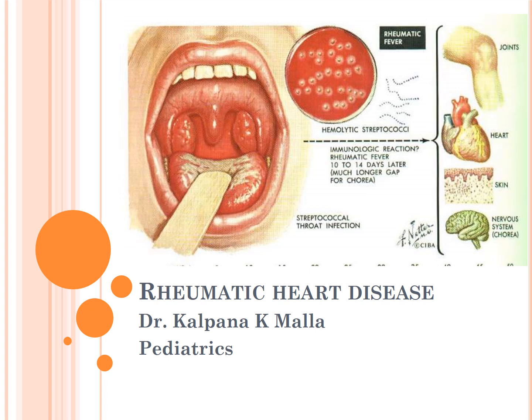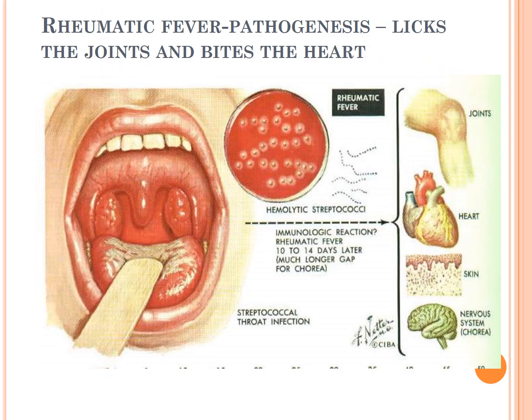Hello, today's discussion will be on mitral stenosis, one of the rheumatic heart diseases in children. As we say, in rheumatic fever, it licks the joints and bites the heart. This means joint and heart involvement are the two most common presentations in rheumatic fever, where there is no sequelae in the joint, but in the heart it leaves a sequelae as rheumatic heart disease, which requires lifelong treatment.